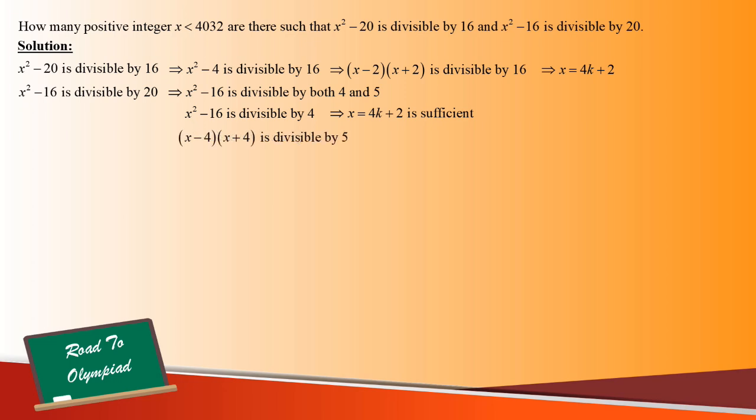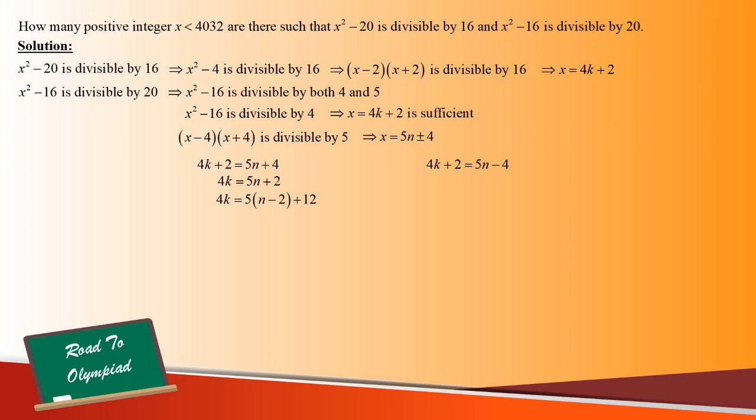Notice again that we can factorize x squared minus 16 as x minus 4 times x plus 4. And in order to make it divisible by 5, we need to have x equal to 5n plus or minus 4 for some integer n. So now we are going to consider the two situations separately by substituting them into x equal to 4k plus 2. For 4k plus 2 equal to 5n plus 4, we have 4k equal to 5n plus 2, which can be written as 4k equal to 5 times (n minus 2) plus 10 plus 2, or simply 5 times (n minus 2) plus 12.